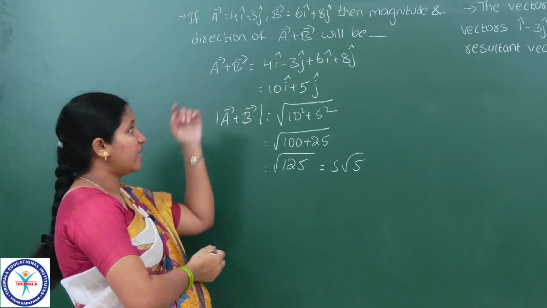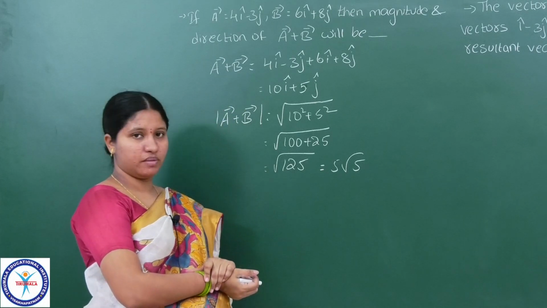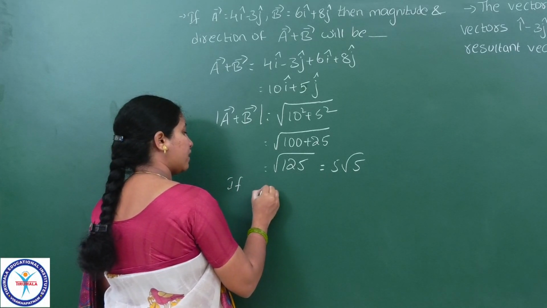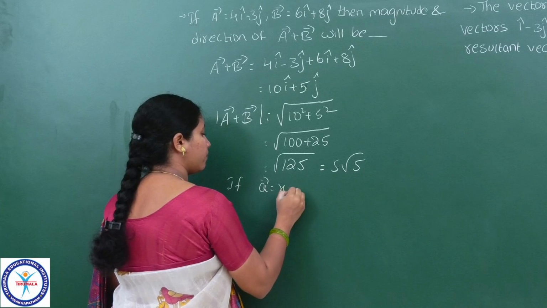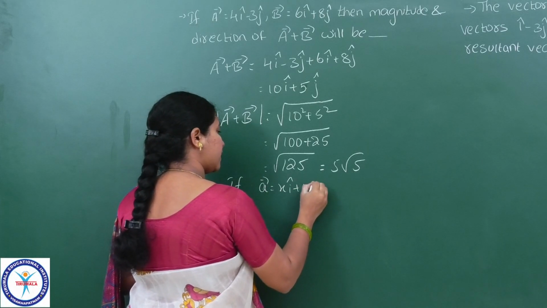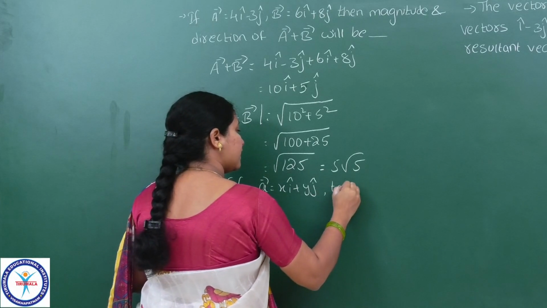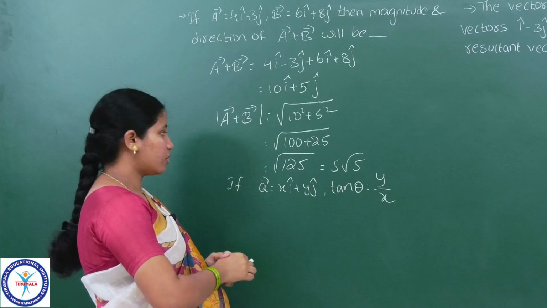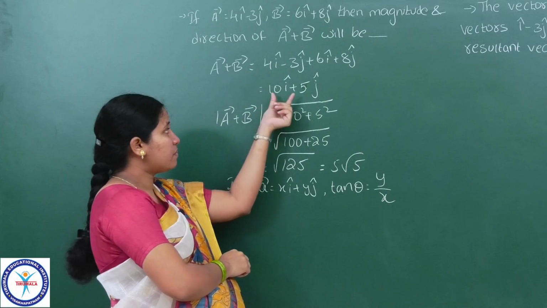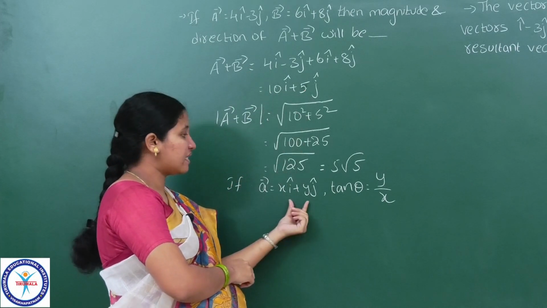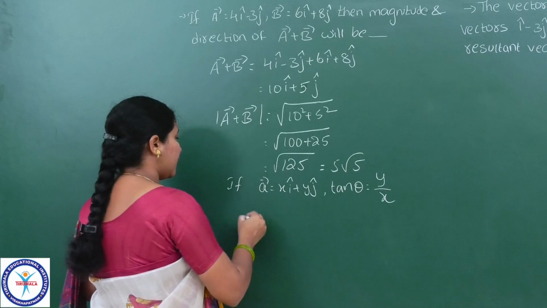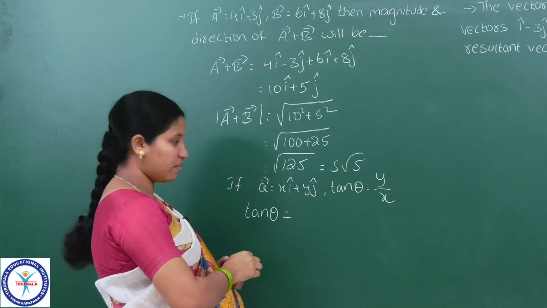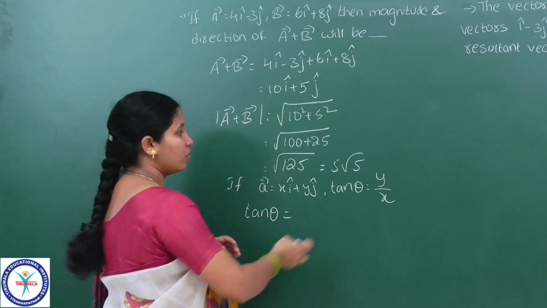Now we need to find the direction of A bar plus B bar. We already know that if we have a vector A bar equal to xi cap plus yj cap, tan theta is given by y by x. Here A bar plus B bar is in the form of xi plus yj.